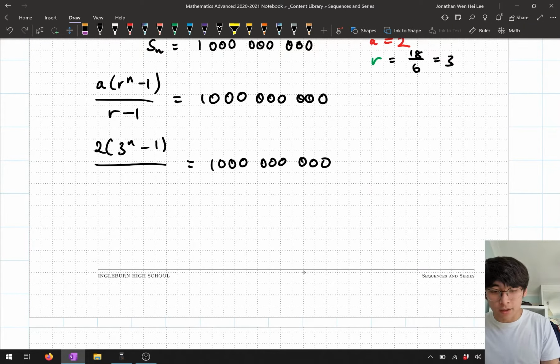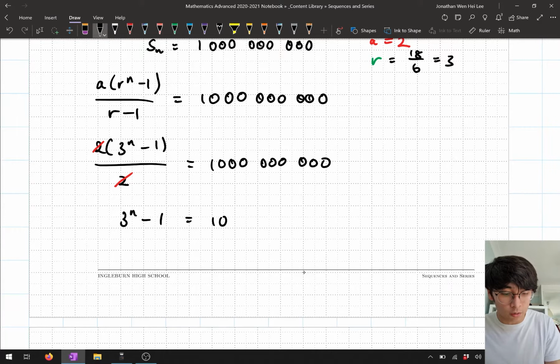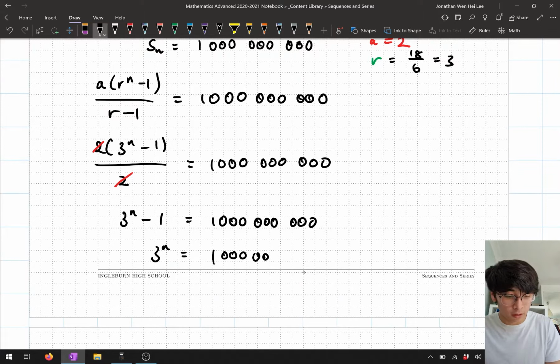So this becomes 2, and so I can simplify this with the top, and so I'm left with 3 to the power n minus 1 is equal to 1 billion. The next step is I can move that negative 1 over. So I've got 3 to the power n is equal to 1 billion and 1.